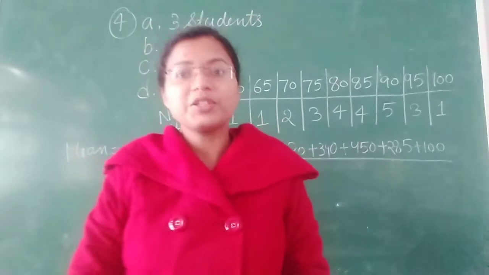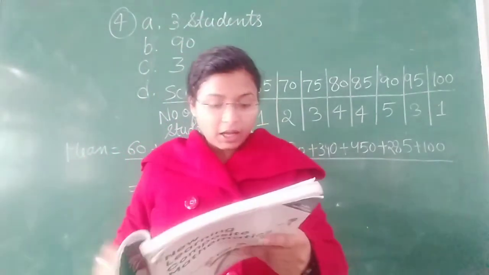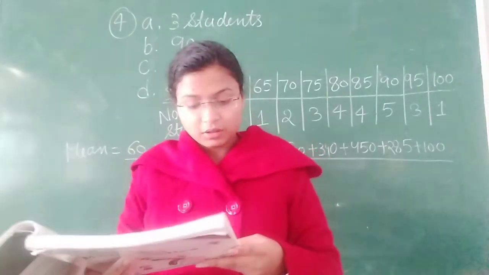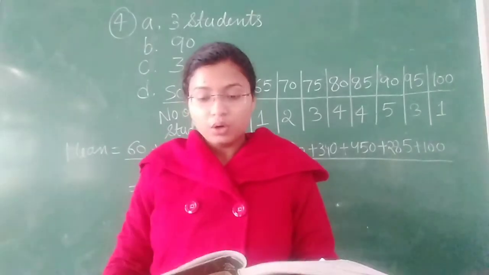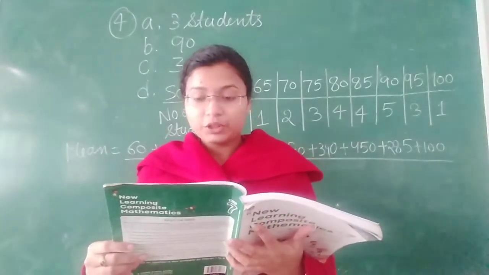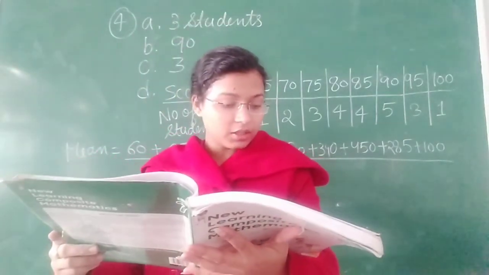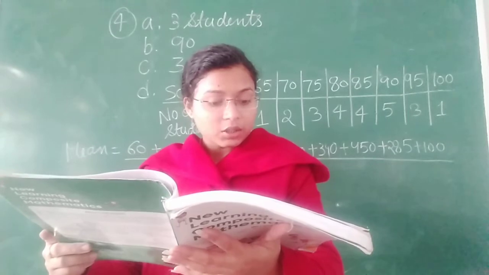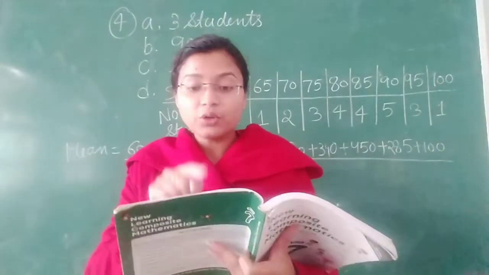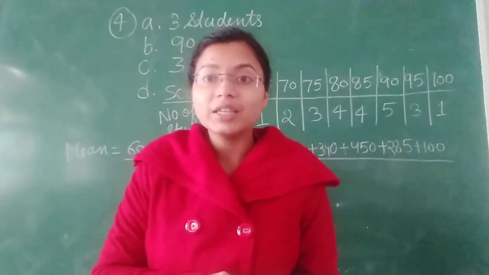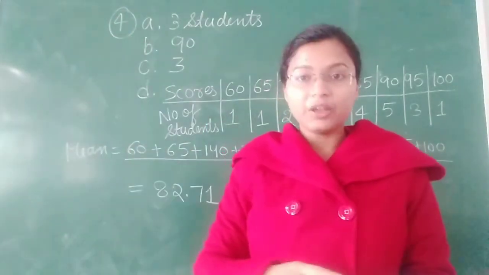In your next question, a bar graph is already given and you have to answer some questions. Use the bar graph below to answer the following. The bar graph shows scores and number of students. First question: how many students scored above 75 marks? When you look at your graph, you will see that 3 students got marks above 75.